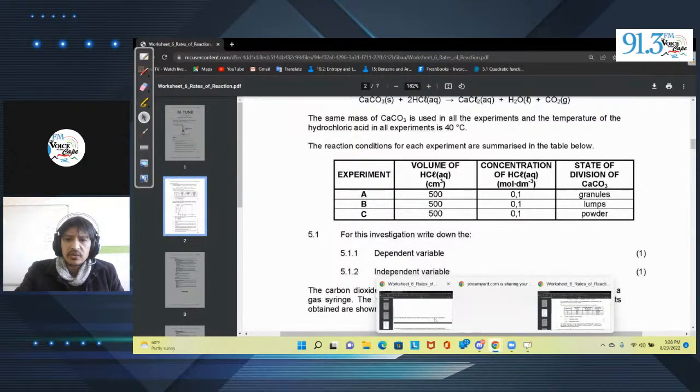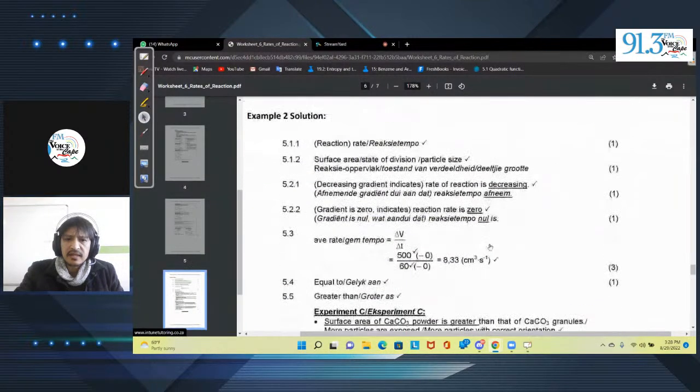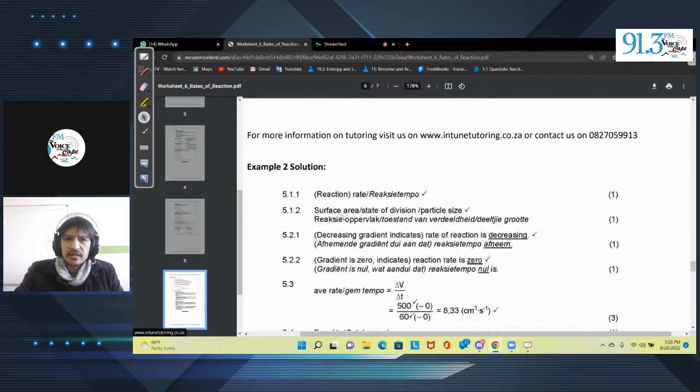If we go to the memo over here, they simply tell us that this is the reaction rate, which is your dependent variable, and your independent variable is going to be your surface area or state of division or particle size, right? So your reaction rate is dependent on the state of division. That's what they are basically telling us.